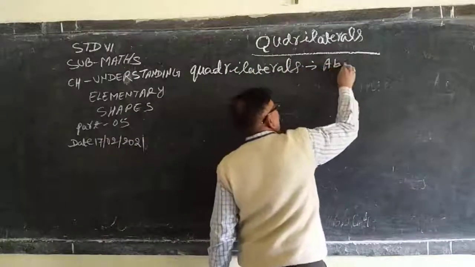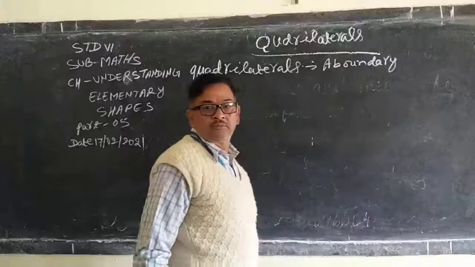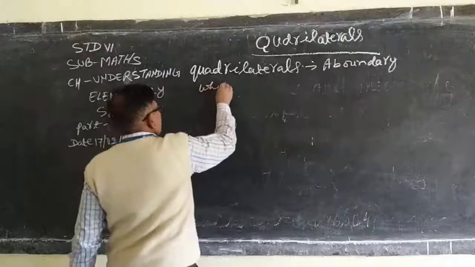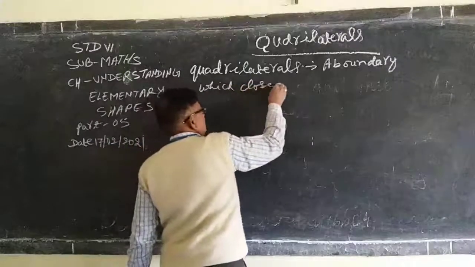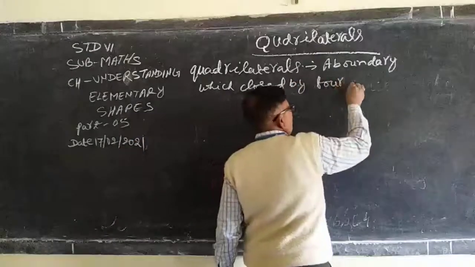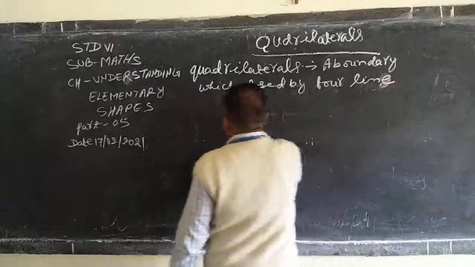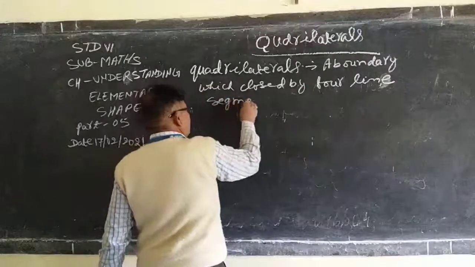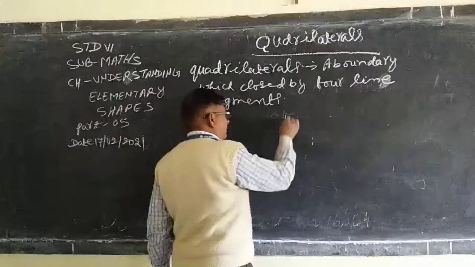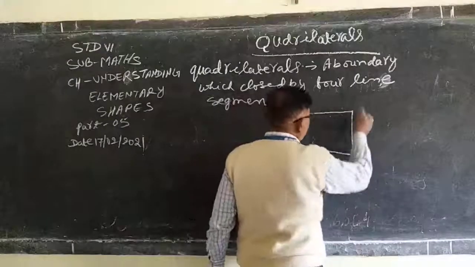A boundary which is closed by four line segments. Now, see this one, A, B, C, D.